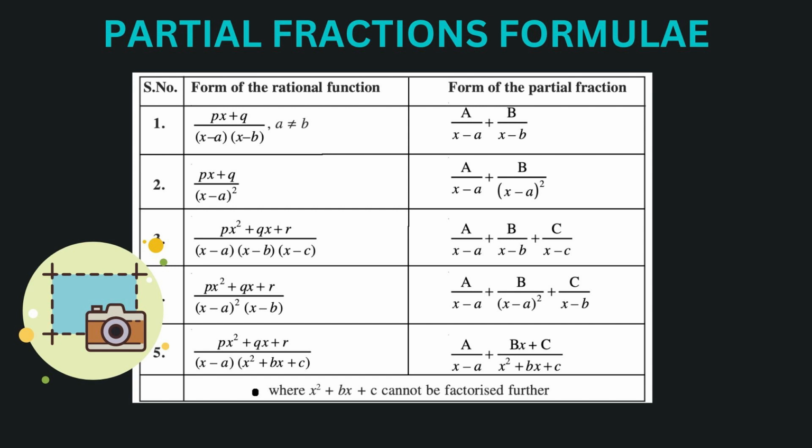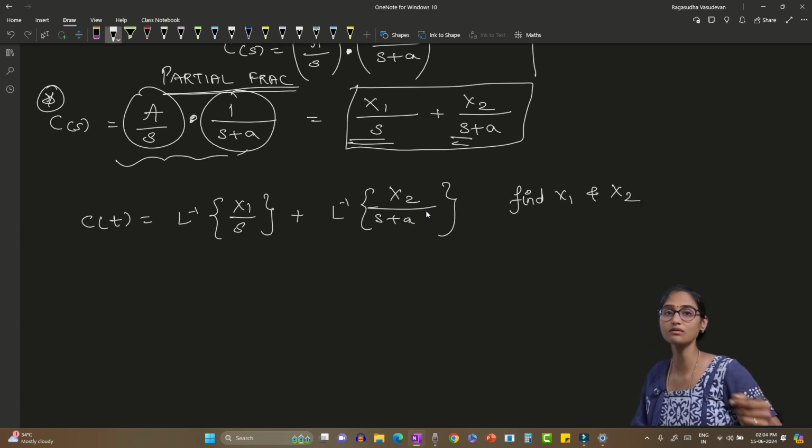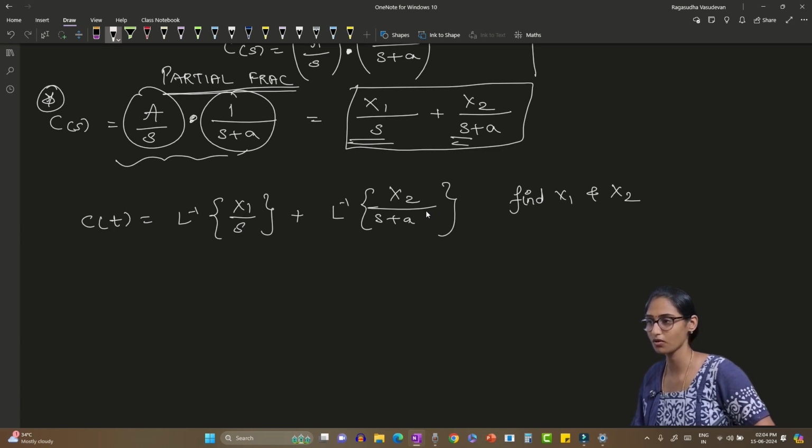Okay, so these are the standard results of partial fractions. We are using the first case in this case. Our job is to find out x1 and x2 by using partial fraction methods. Only when we do that, we can easily substitute it.